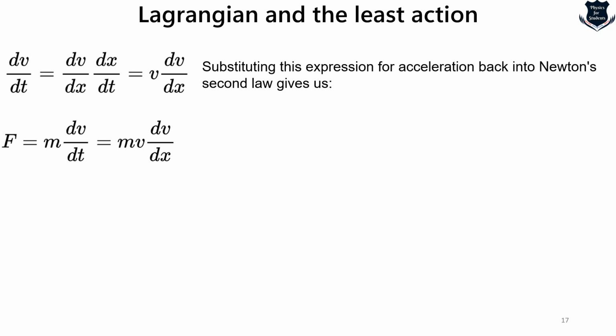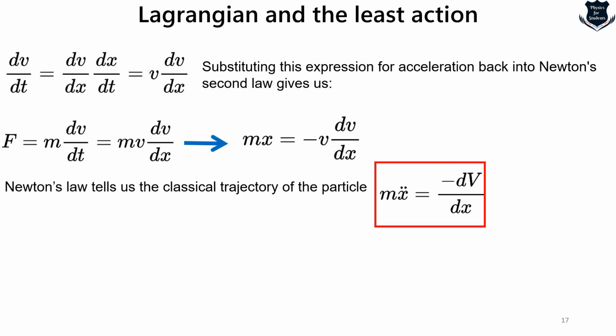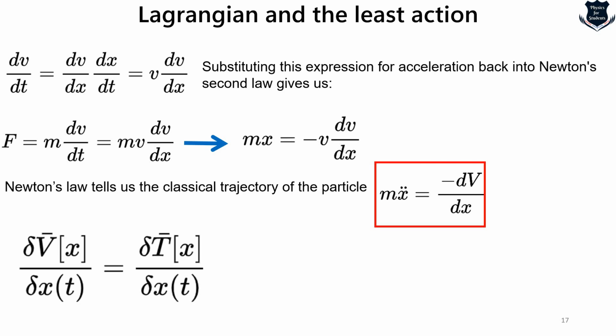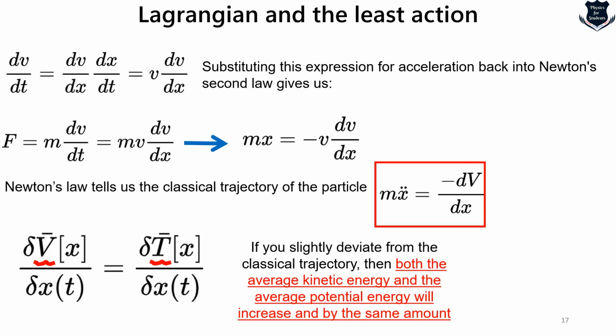Now, taking this expression, I will define the classical trajectory, which is this one, mx double dot. That means I am doing a second order differentiation with respect to time. So here you see that Newton's law tells us the classical trajectory of the particle. Now if I take this equation and do it for the variation which I showed you earlier in the classical trajectory, these red ones, V bar and T bar, it shows that if you slightly deviate from the classical trajectory, then both the average kinetic energy and the average potential energy will increase or maybe decrease by the same amount. Now this is very central.